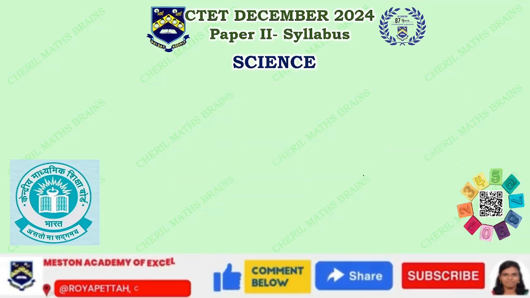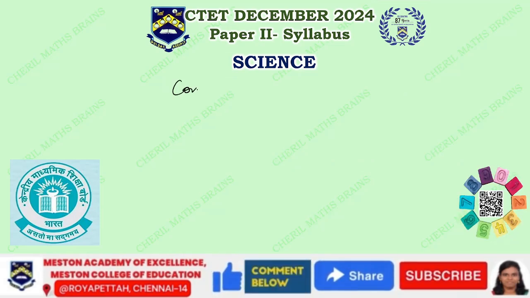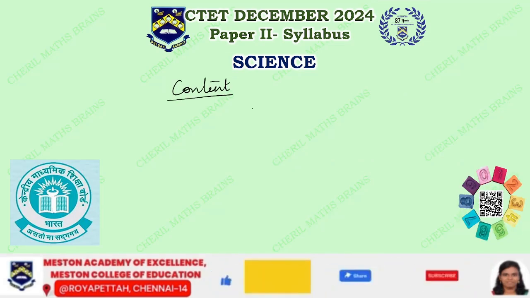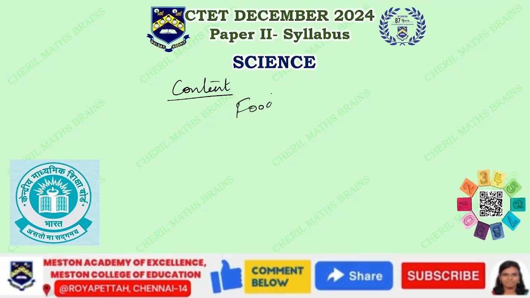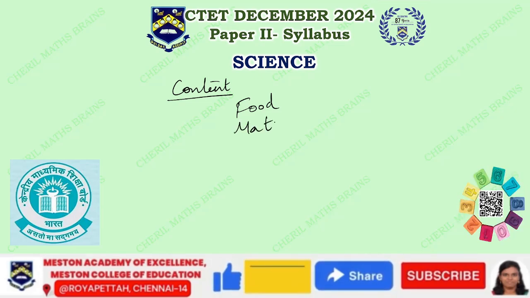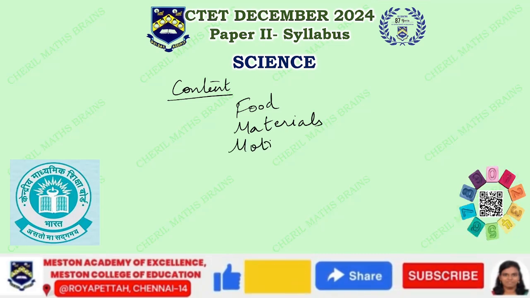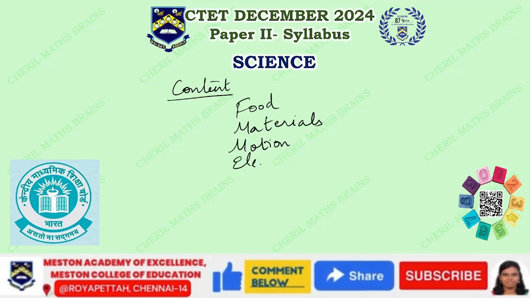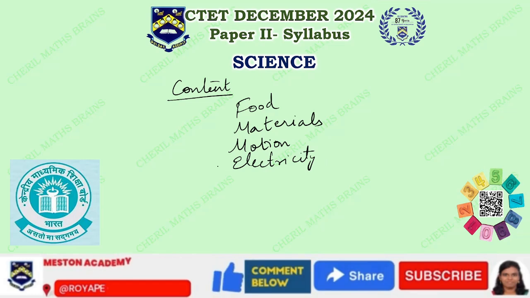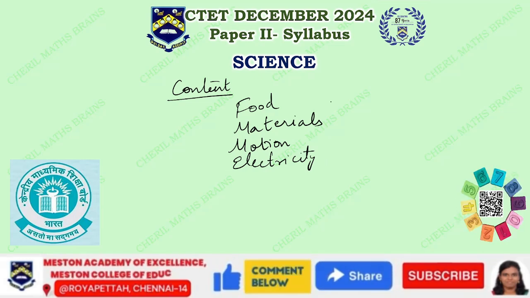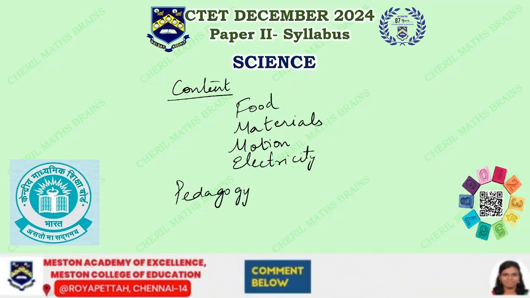Next, science. When it comes to science, again if you study the 6 to 10 portion, it will be easy. Under the content, that is the concept based questions, you will have to learn food, materials, the world of the living, moving things, the concepts of motion, electricity and magnetism, natural phenomena, and natural resources, the environmental topics also. All these come under the content, and then you have the pedagogy, which is similar to what we saw in mathematics.